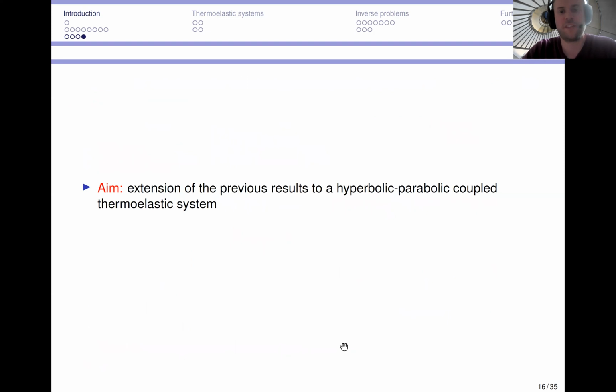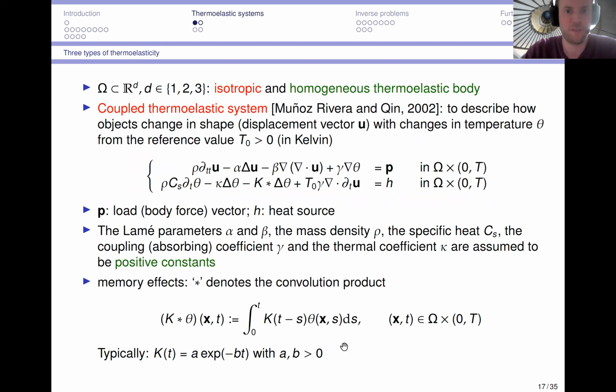So the aim was to extend these results to a coupled system of hyperbolic parabolic equations. So this is a classical thermoelastic system for isotropic material. All coefficients are positive constants. P is a load vector, H is a heat source, U denotes the displacement, and theta is the change in the temperature from a reference value T0. This symbol here denotes the convolution product in time. Usually this convolution kernel is an exponential function of this form.